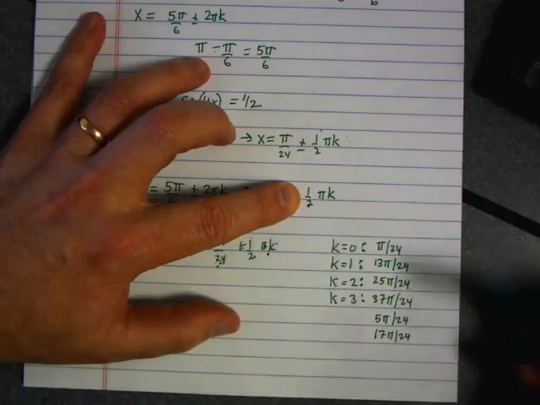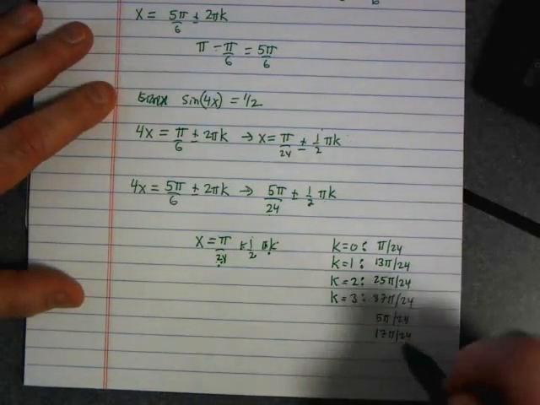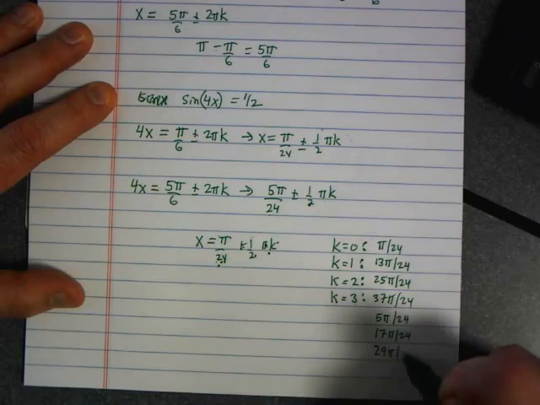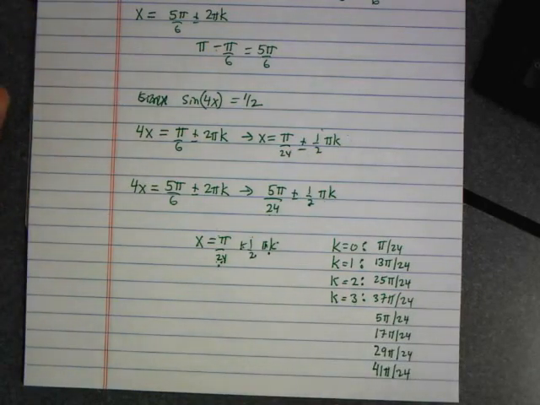So typically once you get 1 or 2 of these done, the rest of them you can recognize a pattern and they come very quickly. So the next one would be 29 pi over 24, and the last one would be 41 pi over 24. There's your answers. So we go at 0, 1, 2. If I needed 4 answers, I would plug in 0, 1, 2, 3.